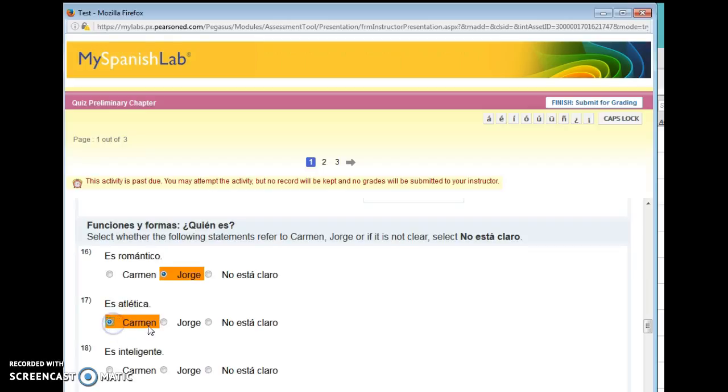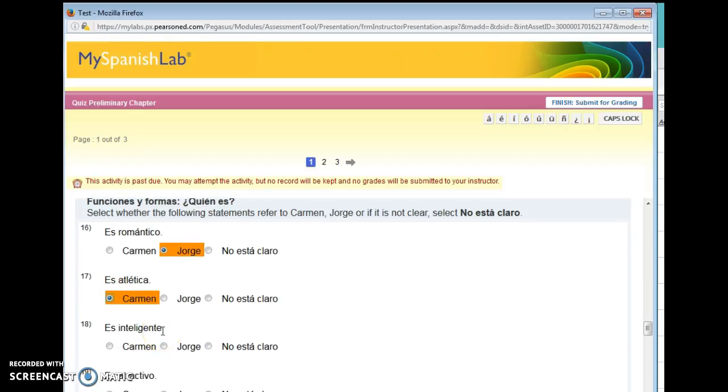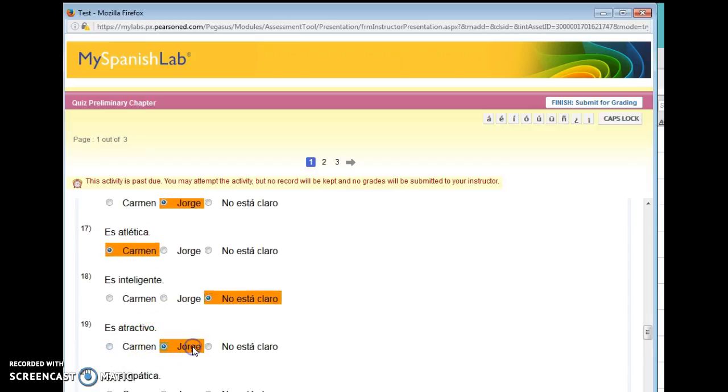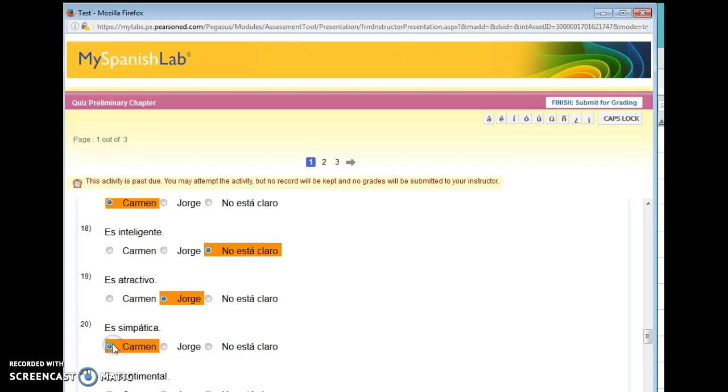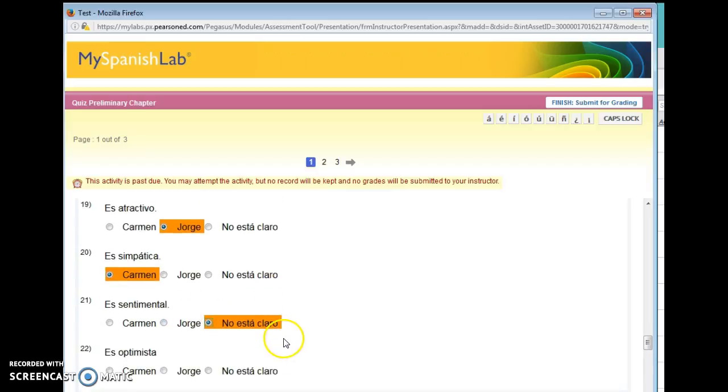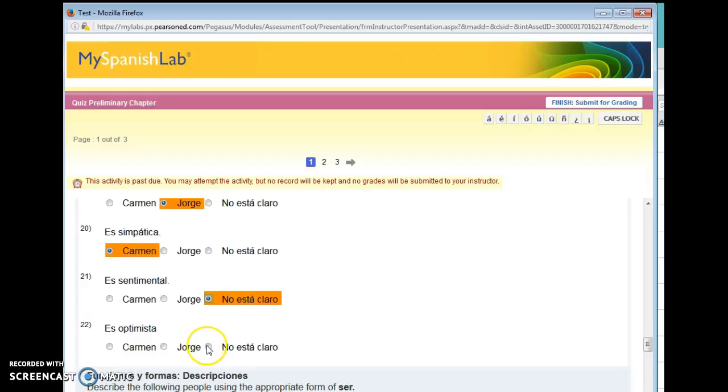It's feminine. Inteligente: if an adjective does not end in an O, then there's only one form for masculine and feminine. So inteligente does not end in an O, so that could be a man or a woman. So you'd mark no está claro. Atractivo ends in an O, that would be Jorge. Simpática ends in an A, that's Carmen. Sentimental does not end in an O, so there's only one form, masculine and feminine, so no está claro. Optimista, no está claro. Again, all the words ending in ista can be masculine or feminine.